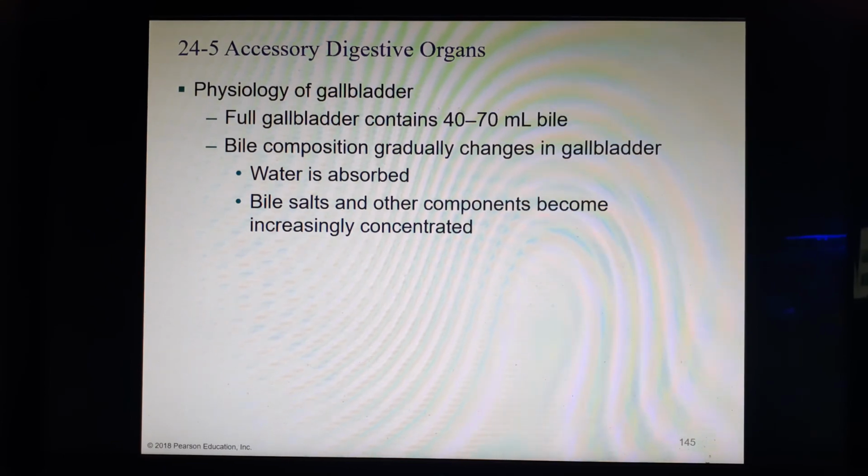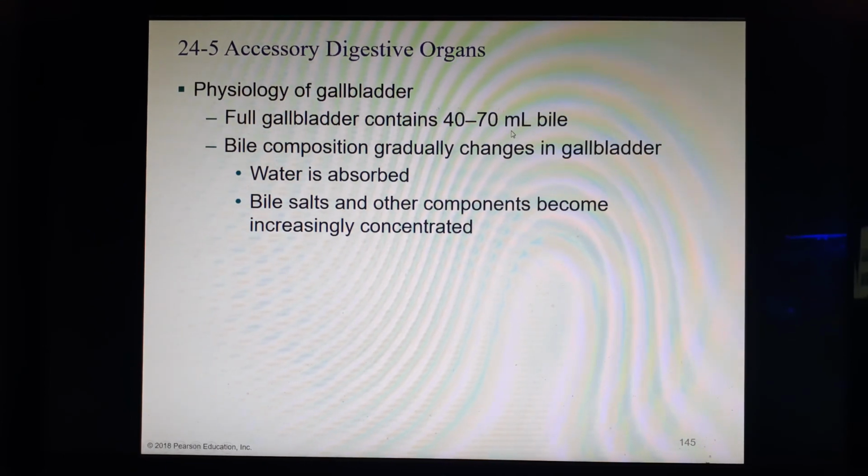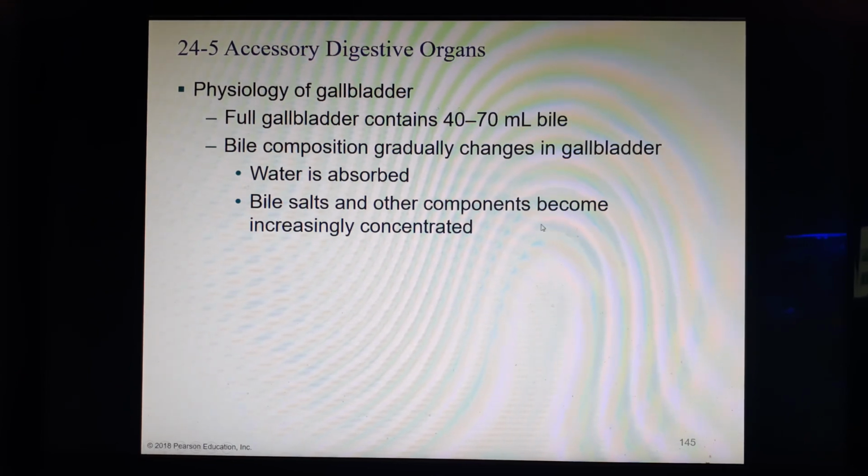A full gallbladder can hold about 40 to 70 milliliters of bile, and the longer it sits, the less water is in it, and so the bile salts and other parts become more and more concentrated.